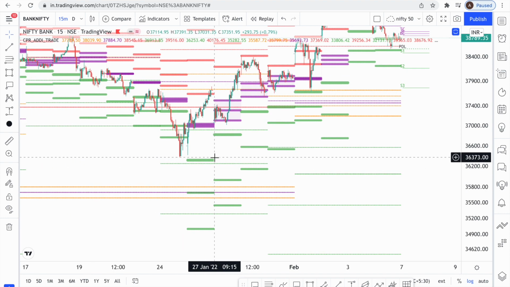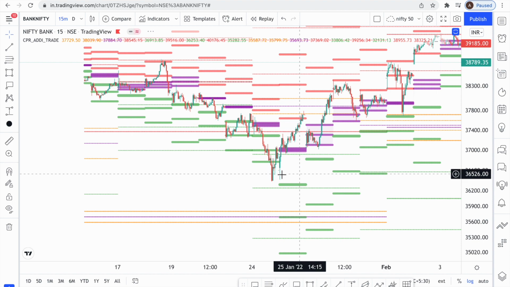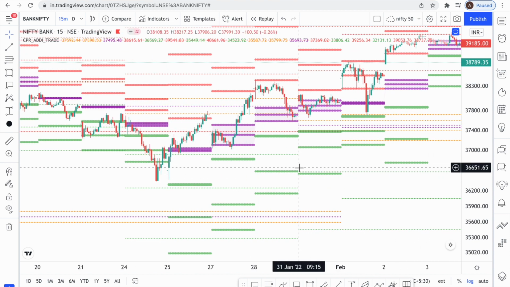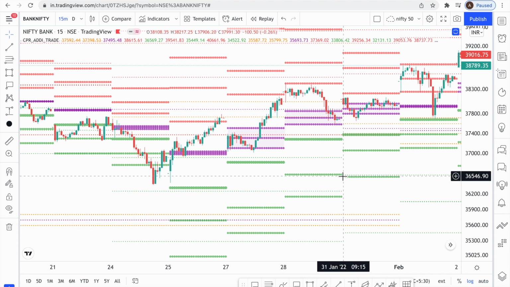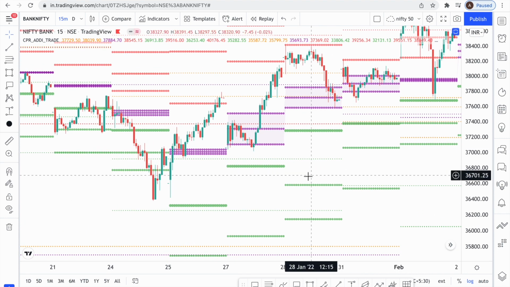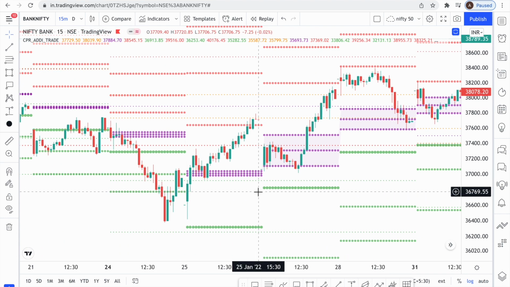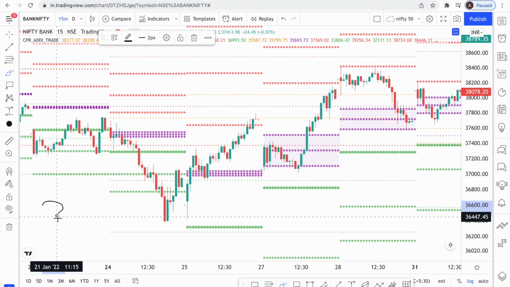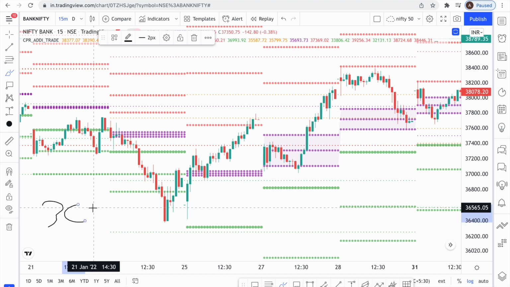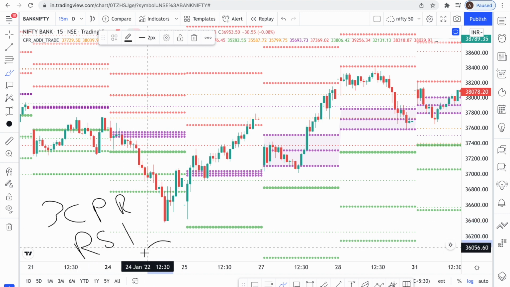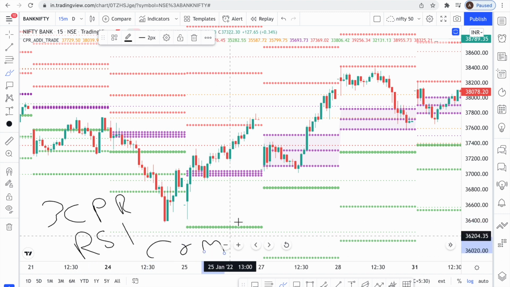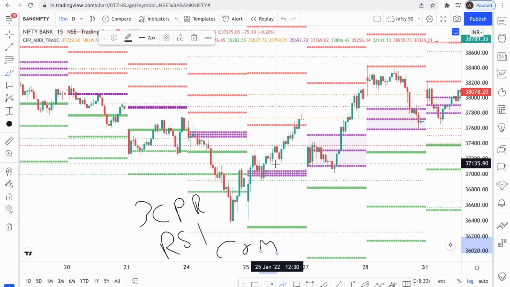And I use this Camarilla pivot, but that is an entirely different kind of setup, where probably I'll make another video on the Camarilla setup that I use. So these are the only three things that I use. One is CPR, I use RSI and this Camarilla pivot. Obviously there are other indicators which I know, but not ones I look at on a daily basis.